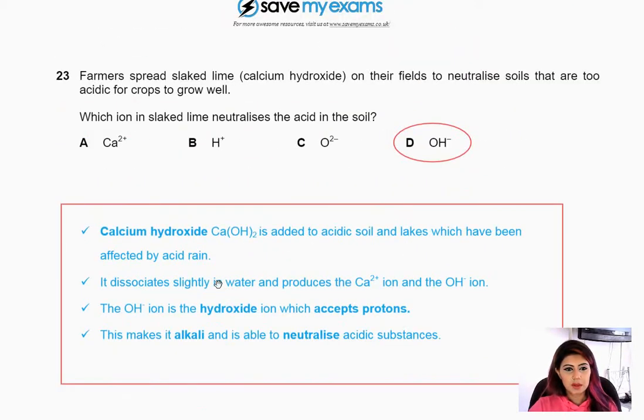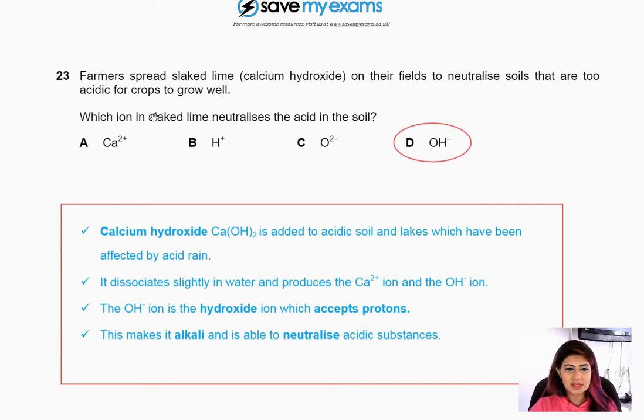23. Okay, so which ion in slaked lime? Slaked lime is calcium oxide. No, sorry, it's calcium hydroxide. It neutralizes the acid in the soil. Anyway, even if you didn't know about all of these things, it says neutralizes acid. Acid is H+. Neutralizing H+ needs OH-. It has to be this answer.